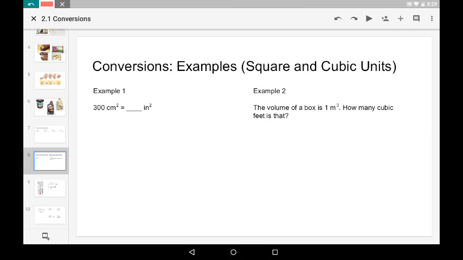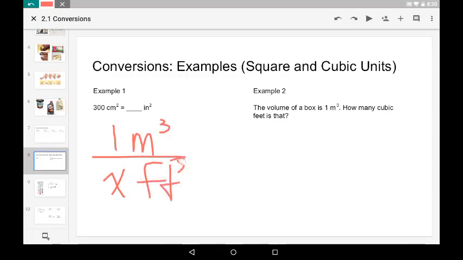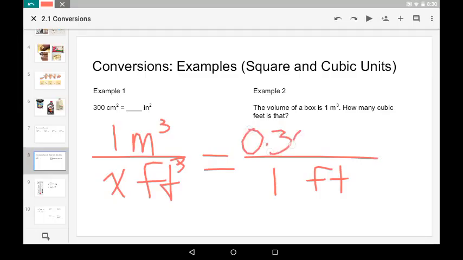Same thing works for cubic units. So if we have a volume of a box that's 1 meter cubed, and we're looking for how many cubic feet, X feet cubed. Well, look on your sheet, you'll find that 1 foot is equal to 0.305 meters. So I'll say 1 foot down here on the bottom, 0.305 meters. These are 3-dimensional units, these are still 1-dimensional, so we have to cube everything.